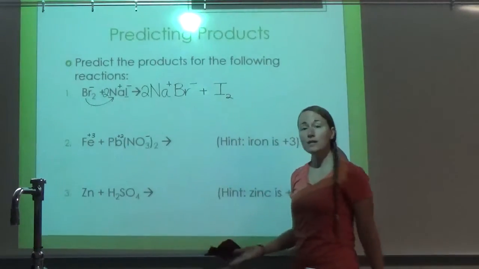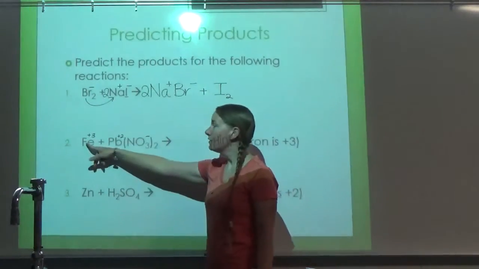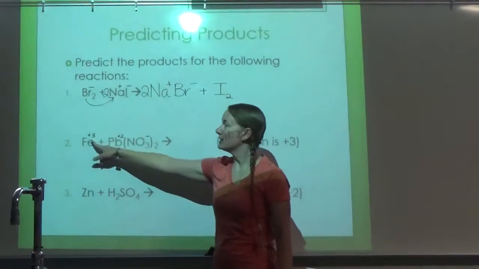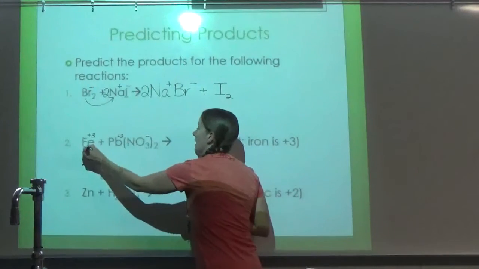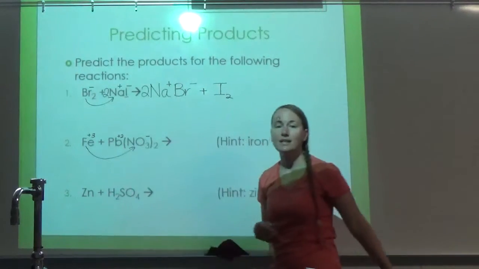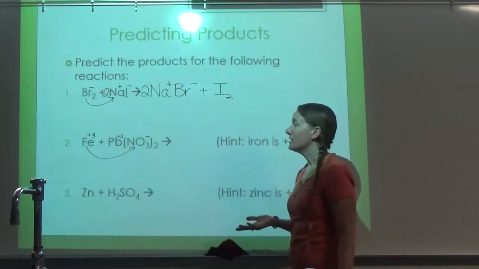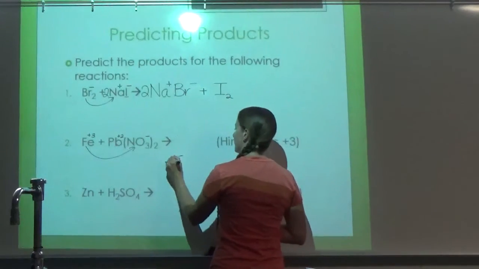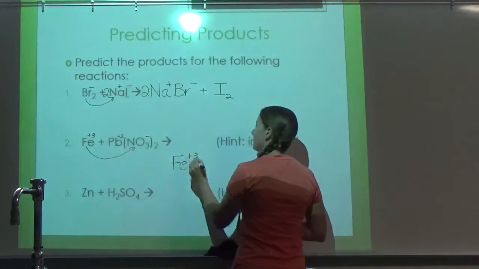All right, so once we know this, who is Fe going to bond with? Positive Pb or negative NO3? Well, since Fe is positive, it has to bond with negative NO3. All right, so who do I list first? The positive one. So I'm going to come down here because I didn't leave myself enough room. So Fe is +3.